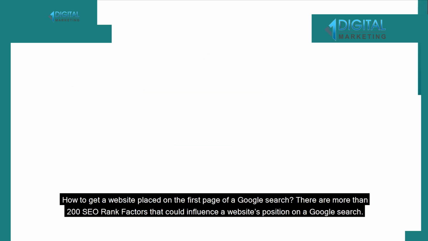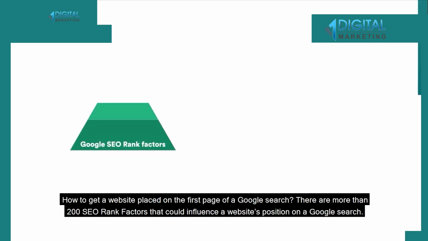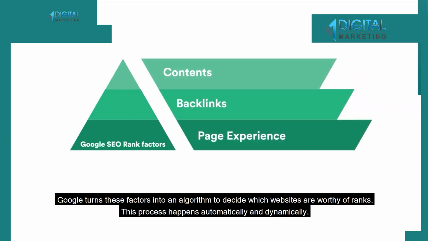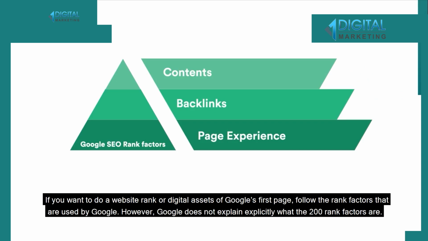How to get a website placed on the first page of a Google search. There are more than 200 SEO rank factors that could influence a website's position on a Google search. Google turns these factors into an algorithm to decide which websites are worthy of ranks. This process happens automatically and dynamically. If you want to rank a website or digital assets on Google's first page, follow the rank factors that are used by Google. However, Google does not explain explicitly what the 200 rank factors are.